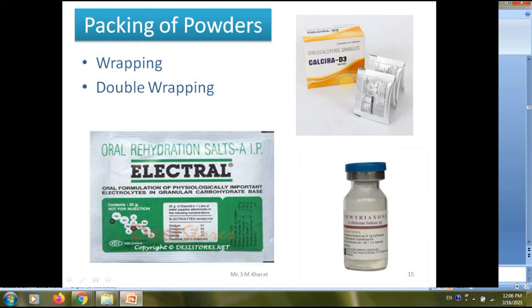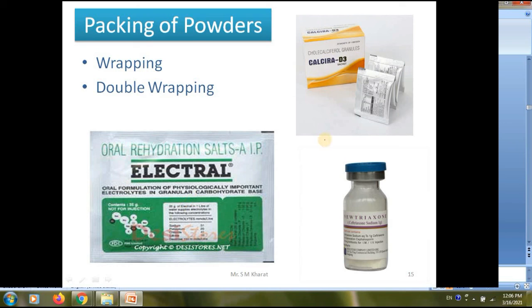If you see, there are three images on your screen. The first one has a number of unit dosage forms attached together. So we can provide a unit dose, an individual packing. If any patient has to take a dose for 6 days, we will provide 6 doses, each with a unique packing. In the second image there is an oral rehydration salt, where again we have provided a unit dose in a large quantity.